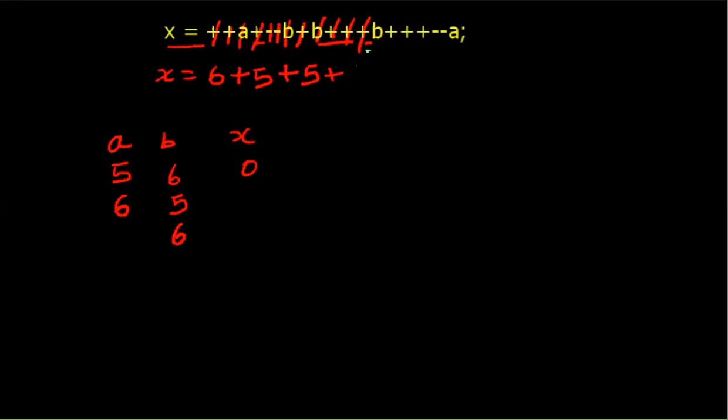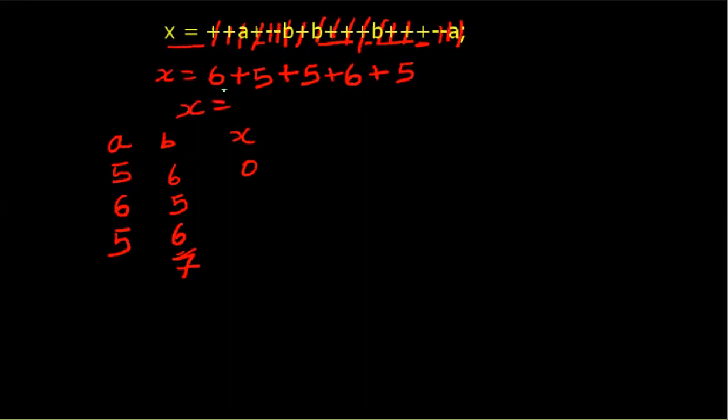Now the next part is b++, that means post-increment b. Post-increment b means we'll use the current value of b, which is 6. So b++, and then we increase the value of b to 7. Again, plus sign, we'll just use it as it is in our equation. And then we have --a, that is pre-decrement a. So a will now become 5, and we'll put the value 5 instead of --a. So we have the equation for x.